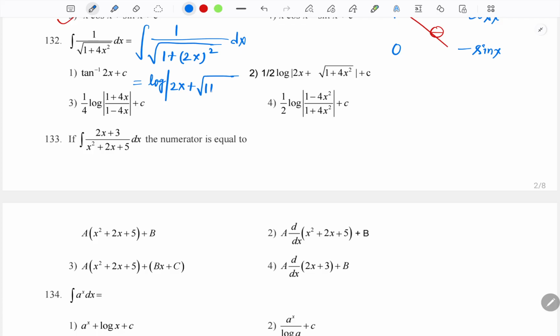It means 1 plus 4x square. If I expand it again, you will get the same thing, right? Plus c. How much is the x coefficient? Observe, it is not plus 1. If it is not plus 1, then we should divide by 2, right? So it is nothing but 1 by 2, right? So 1 by 2 log mod 2x plus, yeah, it is option number 2. So both are same, right?